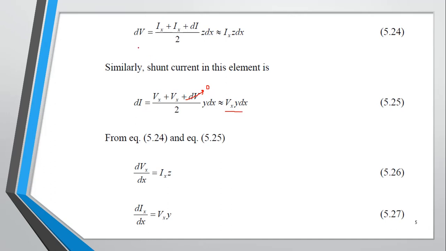So we have two values. One is for the dV and it is IxZ dx, and the second one is dI. dI is Vx times Y dx. So if we move this dx over here, similarly if we move this dx over here, then the overall equation would be dV over dx is equal to IxZ. Similarly, dI over dx is equal to VxY. So we have two different equations for Ix and Vx.